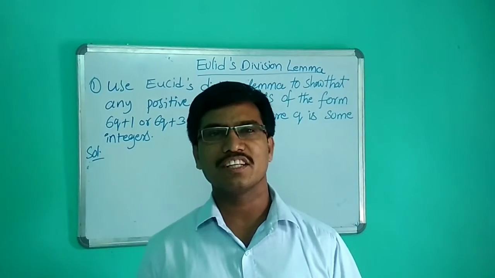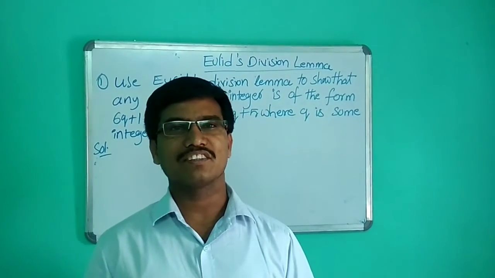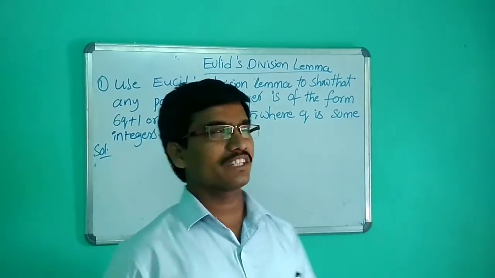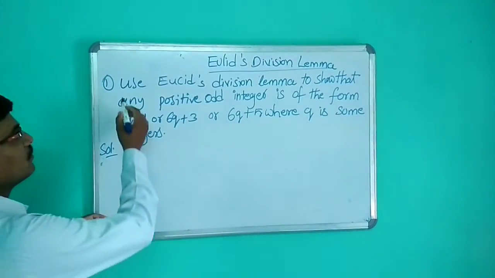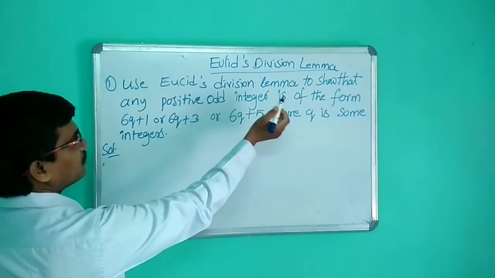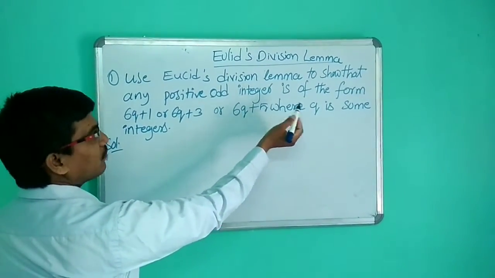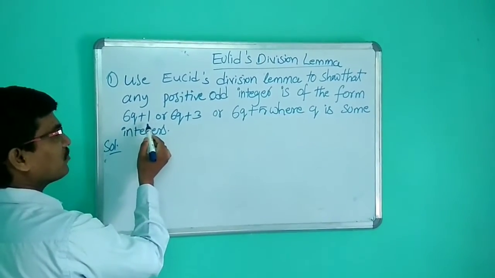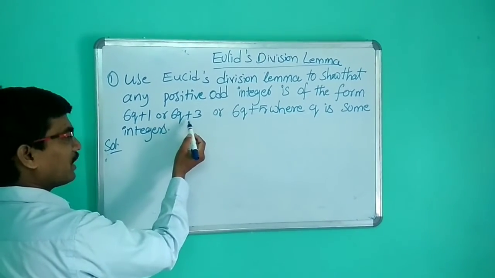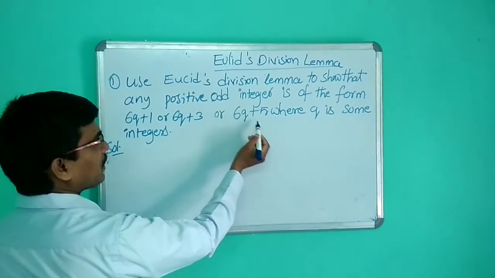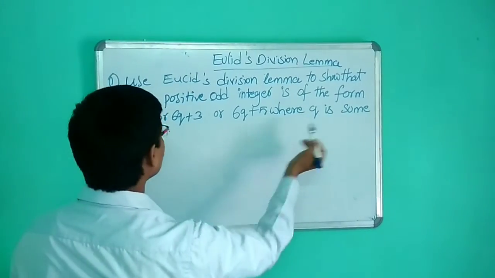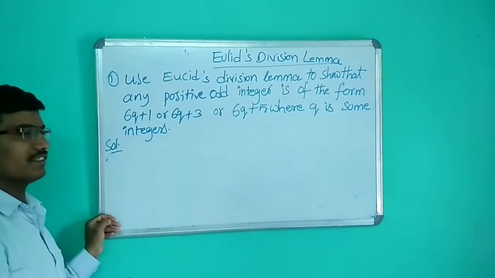So using that Euclid's division lemma, today we solve one problem. The question is: use Euclid's division lemma to show that any positive odd integer is of the form 6q + 1 or 6q + 3 or 6q + 5, where q is some integer.